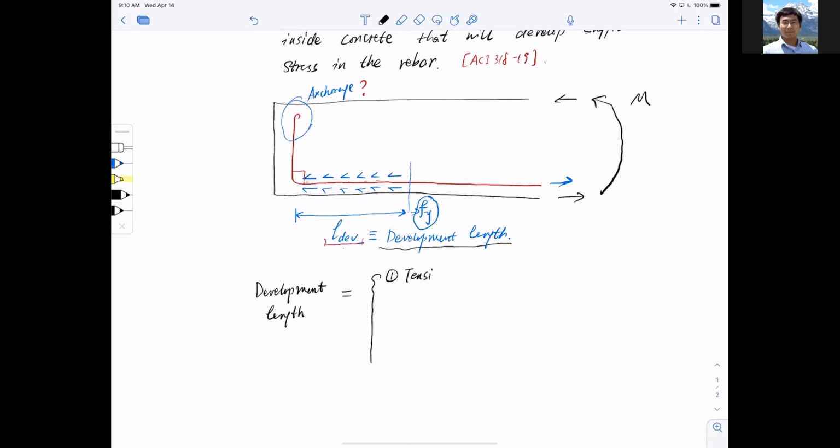So we'll have an equation for the development length for tension, and an equation for the development length for compression, and we'll also have development length calculations for hooked bars. That means with anchorage, like shown here. So: straight bars in tension, straight bars in compression, and hooked bars in tension and compression. Those are the categories.